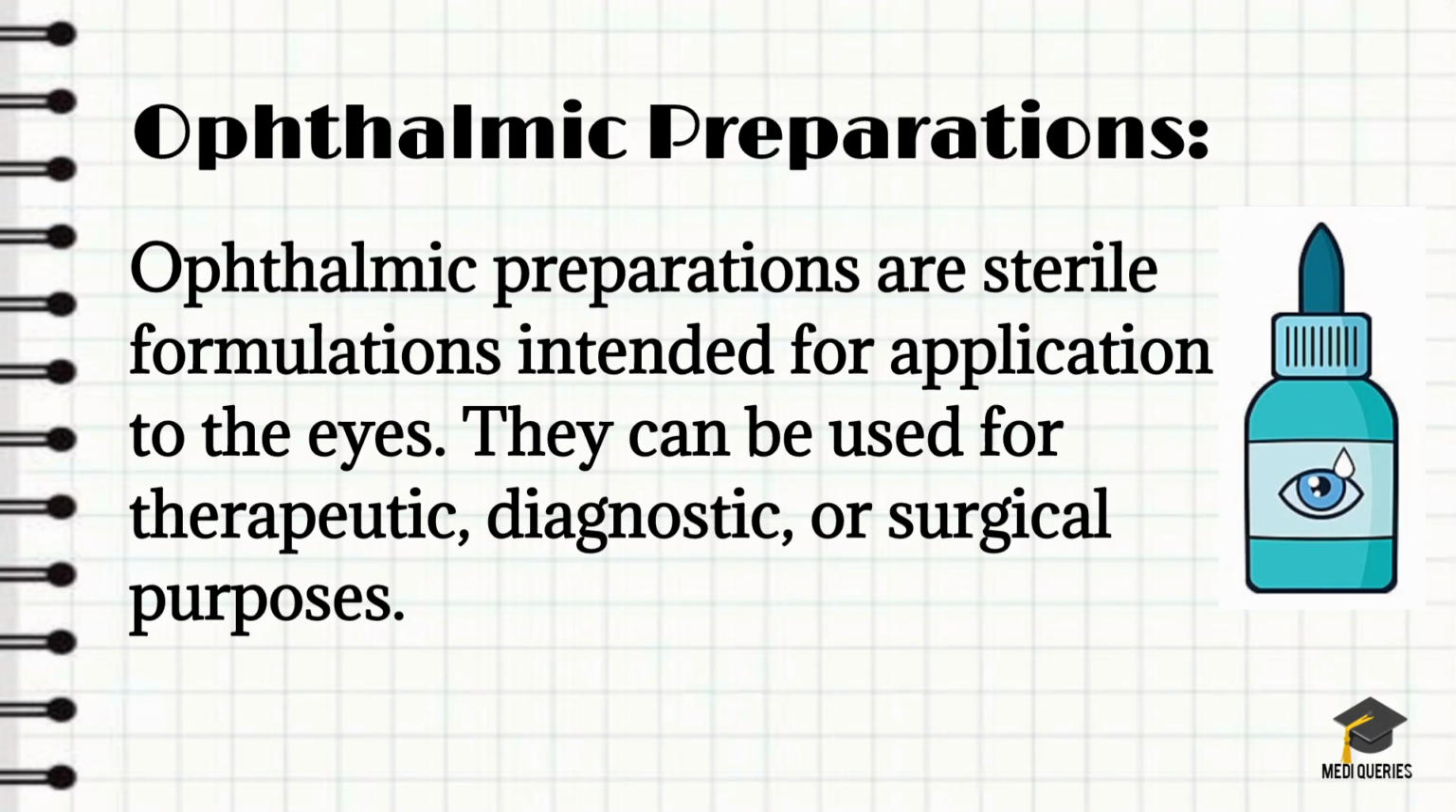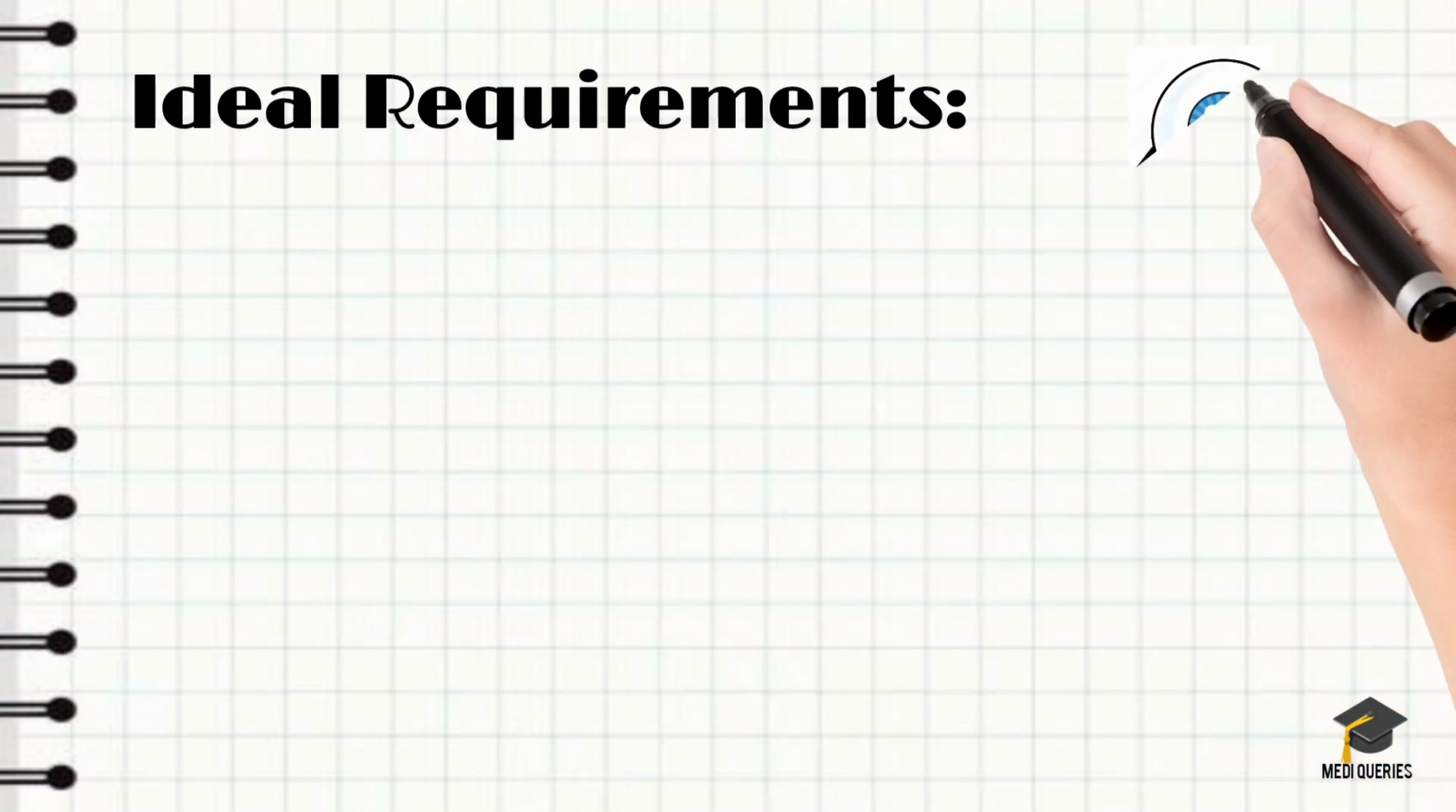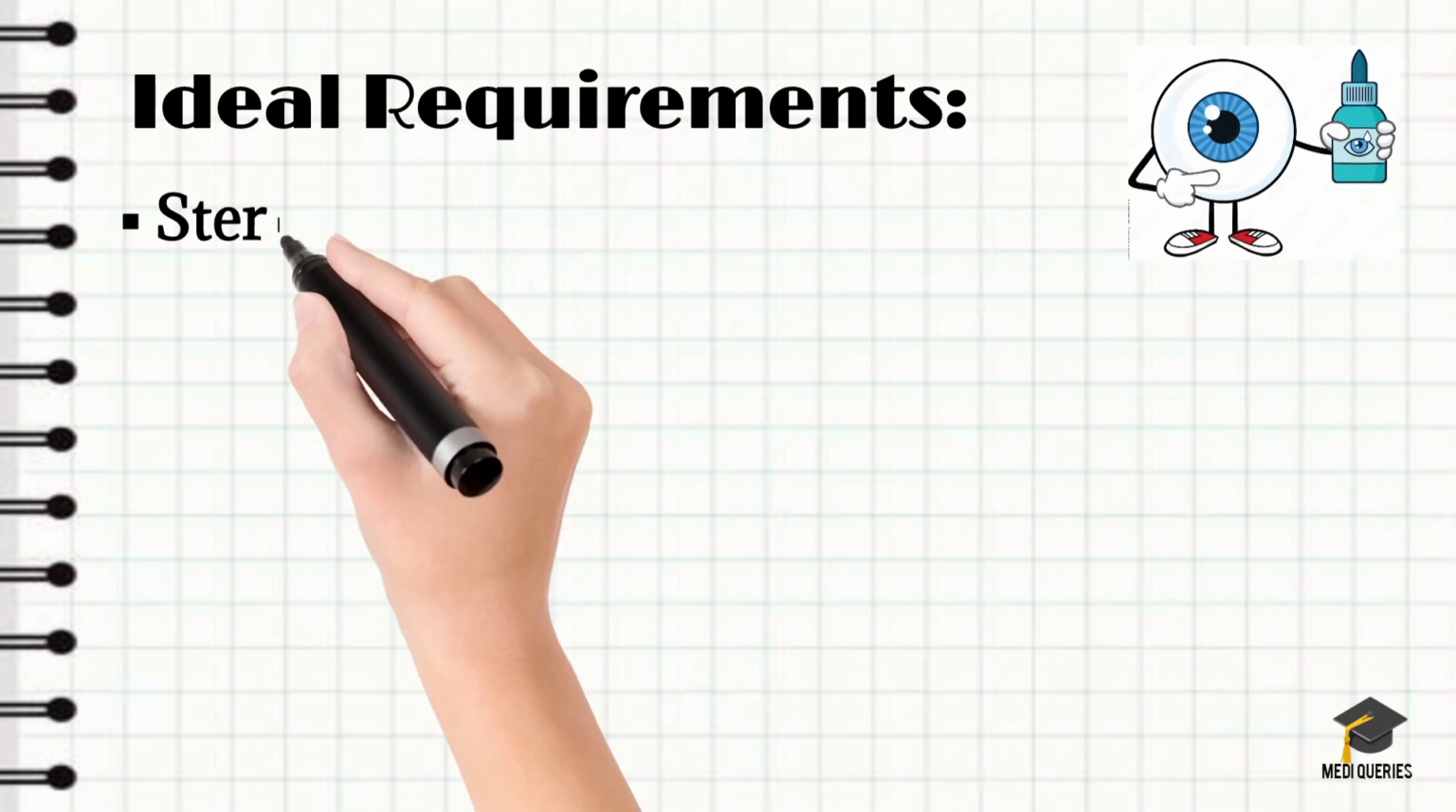Many types of ophthalmic preparations are available in the market nowadays. What are those? Eye drops, ointments, gels, eye inserts, intraocular injections, irrigations. All these are the various types of ophthalmic products. So let us see some ideal properties required for the ophthalmics.